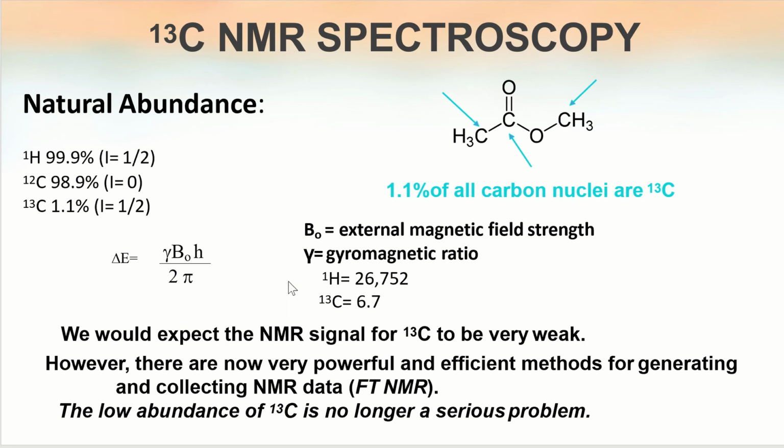And it's really significant here to look at the difference in energy between the carbon-13 and the proton signal here, and we can see the difference between proton and carbon is quite significant. And so we would expect the NMR signal for carbon-13 to be very weak. However, there are now very powerful and efficient methods of generating and collecting NMR data. That's FT, Fourier transform, NMR. The low abundance of carbon-13 is no longer a serious problem.